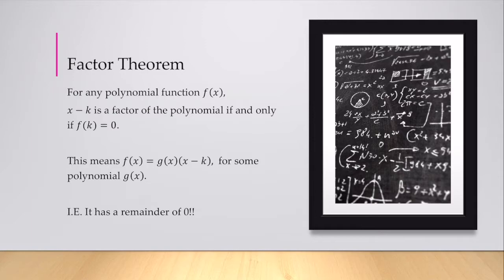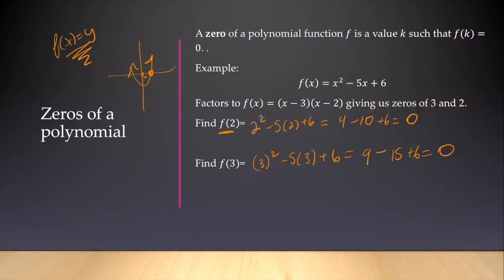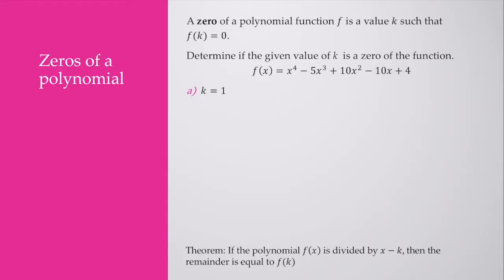Let's talk about our factor theorem. For any polynomial f of x, x minus k is a factor of the polynomial if and only if f of k equals 0. This means f of x is g of x times x minus k for some polynomial g, and it has a remainder of 0. In our previous example, we found that x minus k was a factor because f of k was 0.